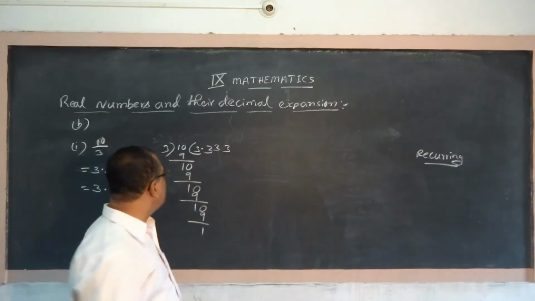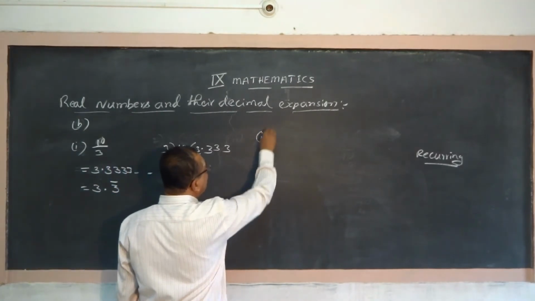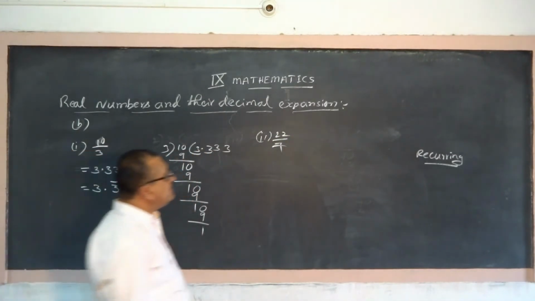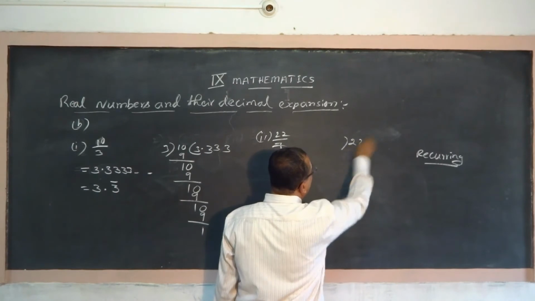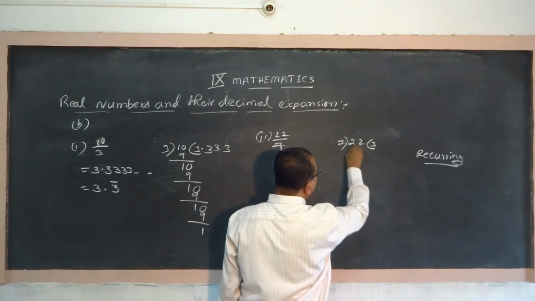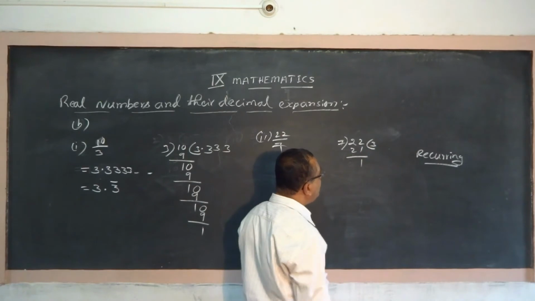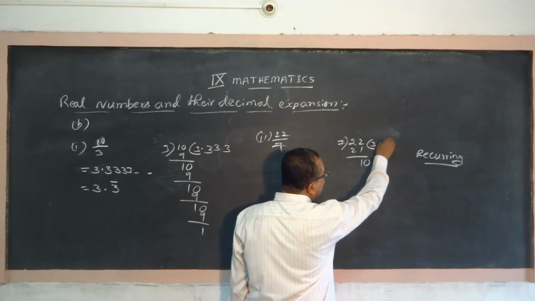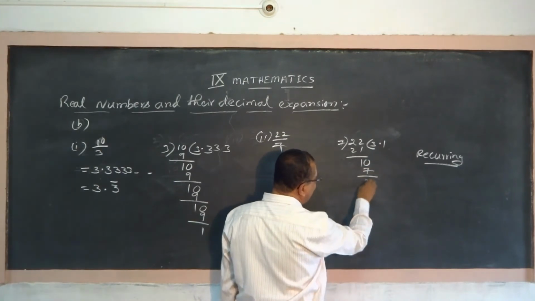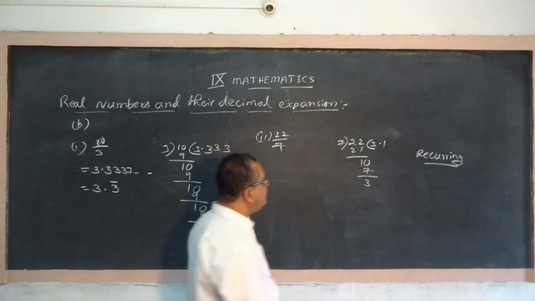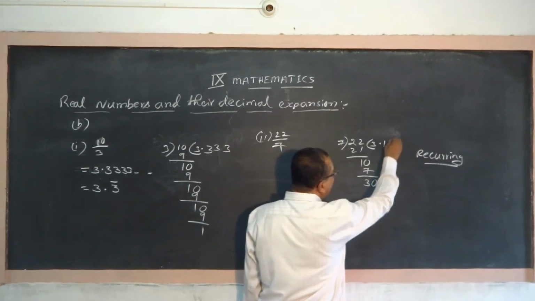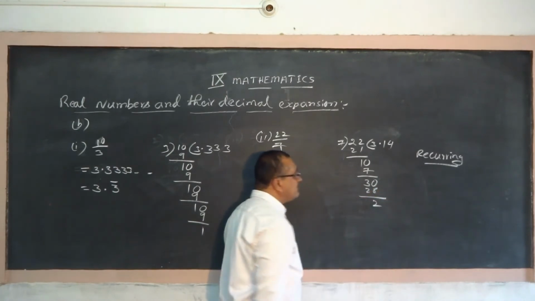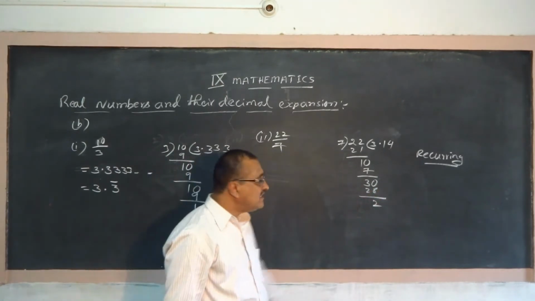Now take one more example, 22 by 7. Divide 22 by 7. 7 3s are 21, 1 left. Put the decimal, take 0. 7 1s are 7, 3 left. Take 0. 7 4s are 28, 2 left. 10 minus 8, 2 left.